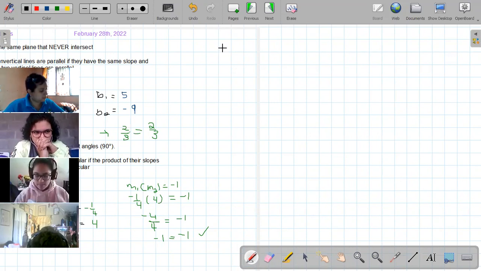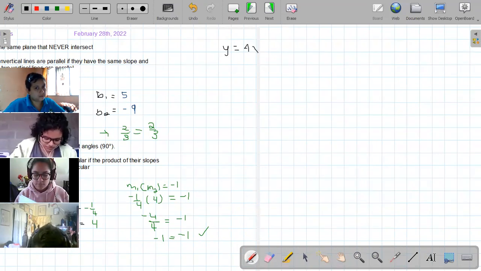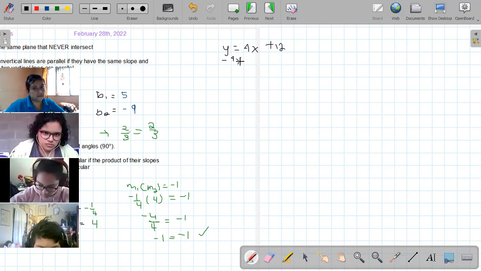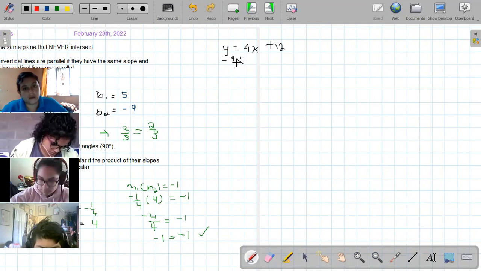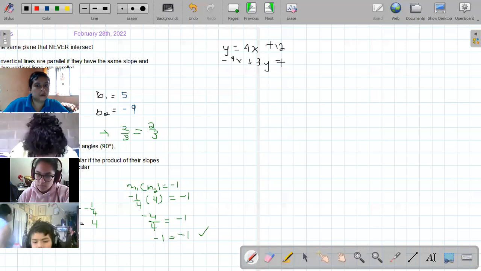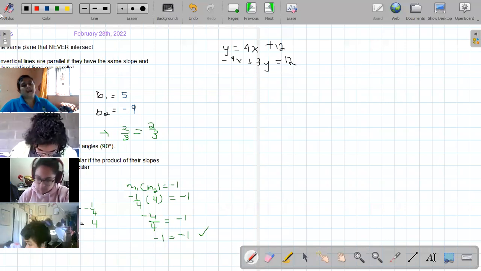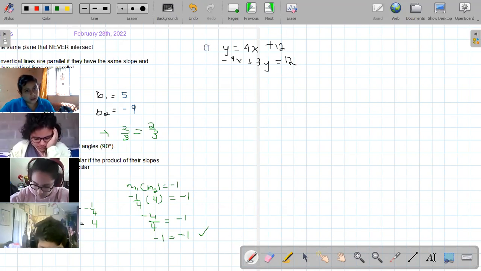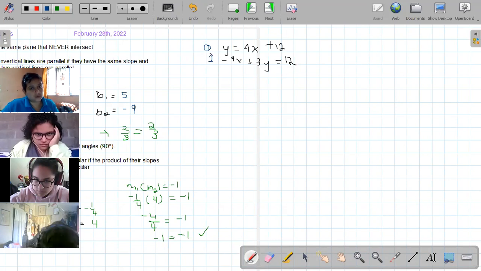Okay, so we're going to say y equals 4x plus 12 and -4x plus 3y. Okay, that's not a whole x. Let's do it again. Plus 3y is equal to 12. Can I determine this over here, equation 1 and equation 2? That will be the first step. This will be equation 1. This will be equation 2.